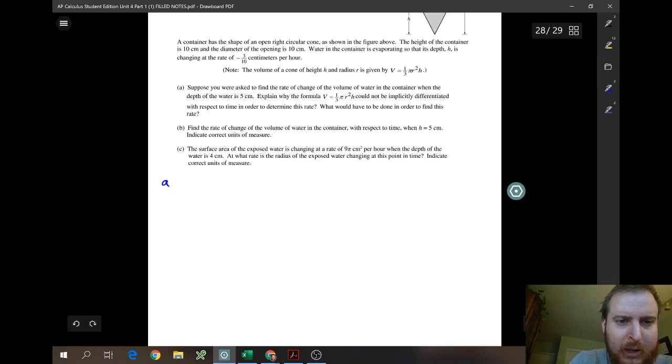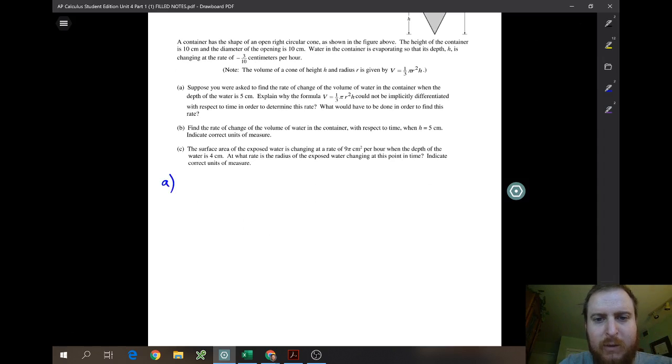So on A, it says, suppose you were asked to find the rate of change of the volume. So we want dV dt. When the depth is 5, they re-give, and they say explain why the formula could not be implicitly differentiated with respect to time in order to determine this rate. What would you have done in order to find this rate? So this is a little bit of a weird question, but they're not asking us to solve it. Instead, they're asking us to just kind of explain why we can't implicitly differentiate it right now. So we're not actually giving an answer right now, we're just explaining it.